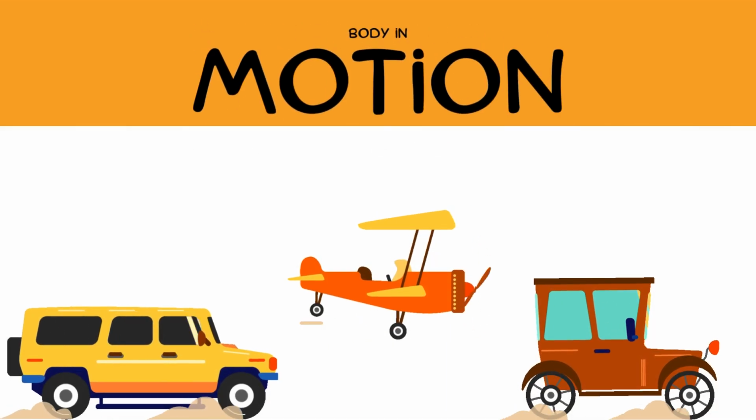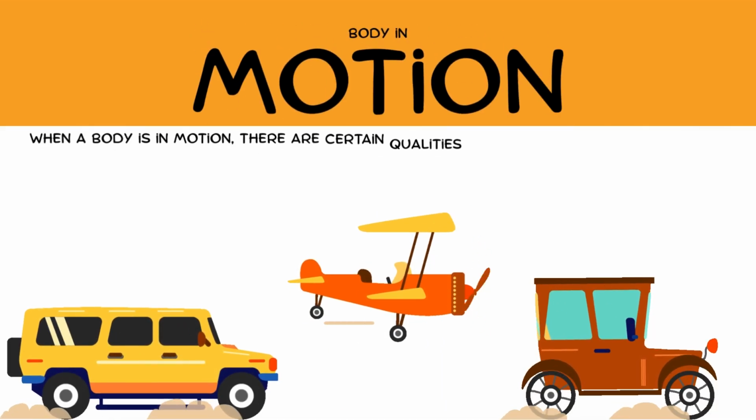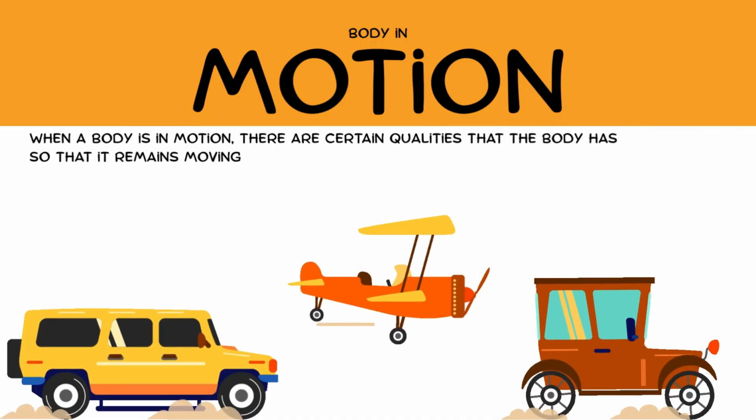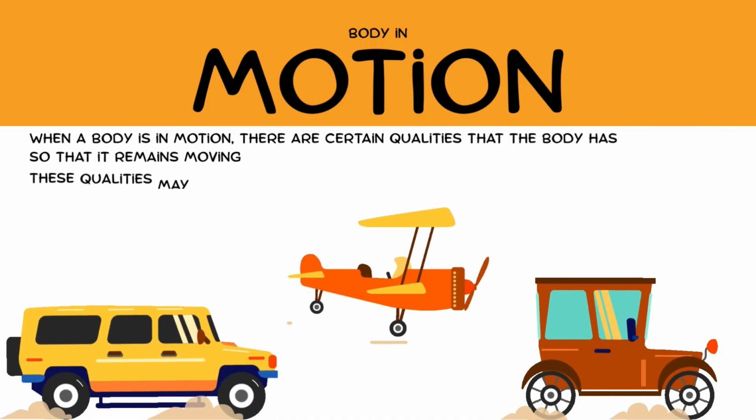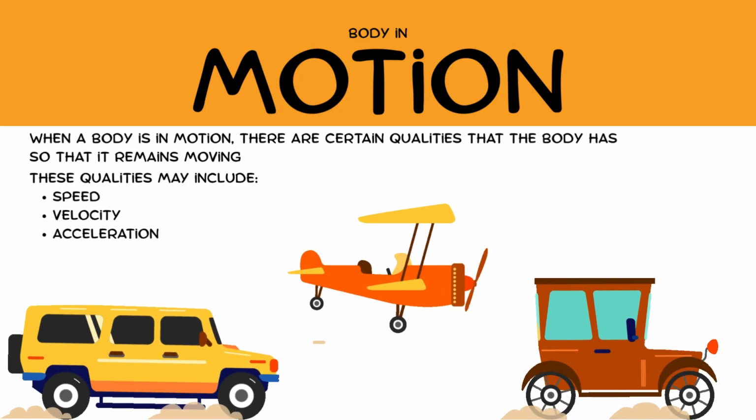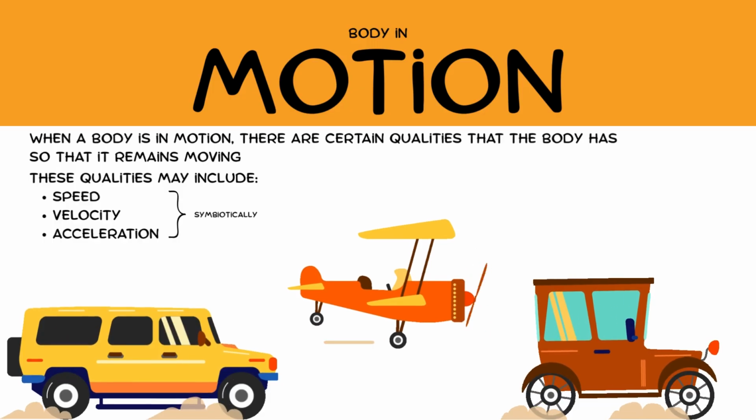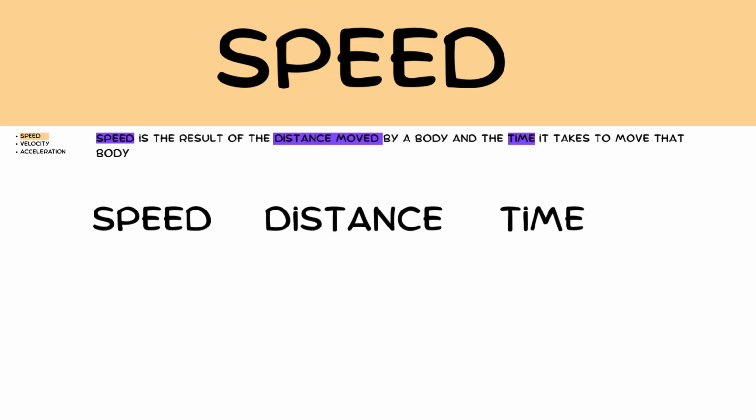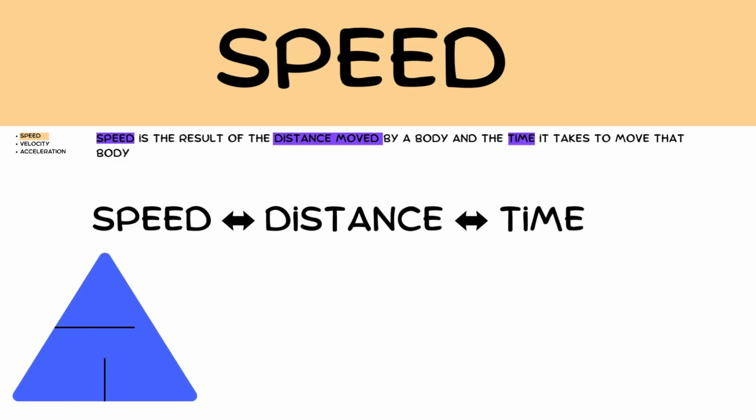When considering a body in motion, it is imperative that we understand specific ideas that arise. These ideas include speed, velocity, and acceleration, which work symbiotically with each other to define a body's motion. Speed is simply a result of the distance a body moves and the time it takes to move that distance. In fact, these three concepts are so interconnected that we can create a DST triangle to define each concept.